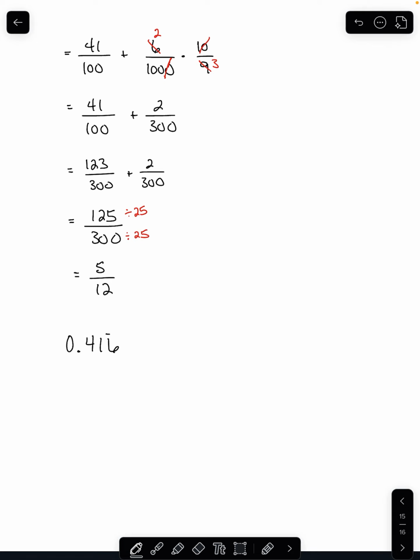So 0.416, where the 6 is the only repeating digit, is equal to the fraction 5/12. This can be easily verified with a calculator. One very big use of geometric series, therefore, is to find the rational fraction equivalent of a repeating decimal.